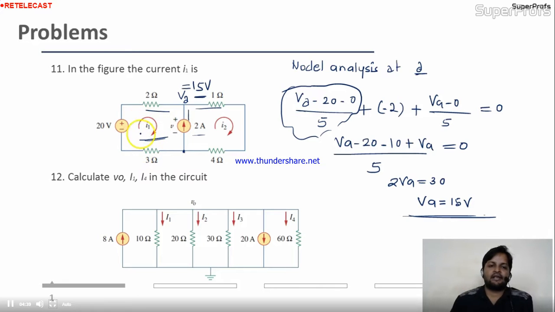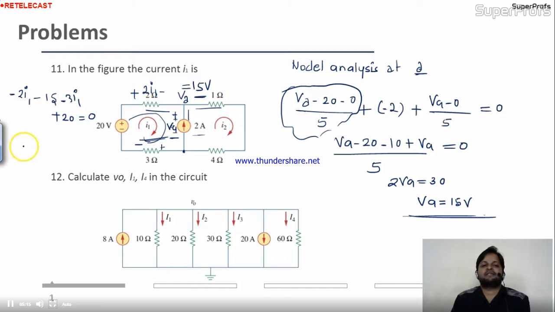In this circuit we can apply KVL to find the value of I1. Here the voltage drop is 2I1. Fine. I'm writing the equation: minus 2I1. Why minus? Because I'm terminating at minus. Here this voltage is VA. This voltage VA is the voltage across this. This voltage VA is nothing but this voltage. Okay. So I'm getting minus VA. VA is 15, you found already. Come here. Again minus 3I1. Okay. Plus 20 you are getting, equal to 0.